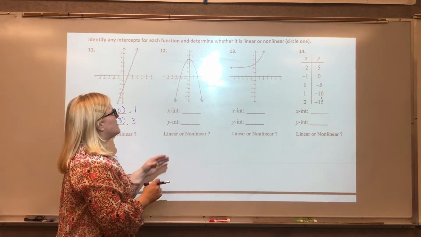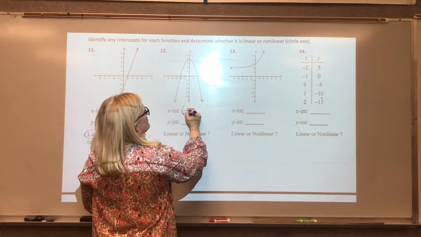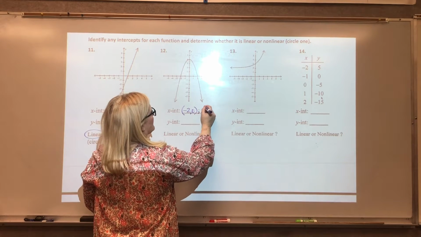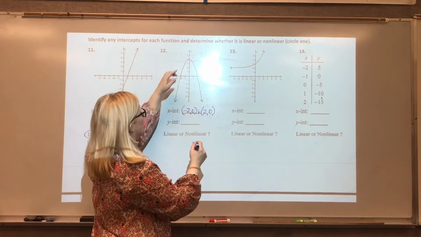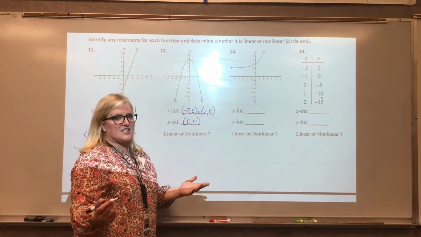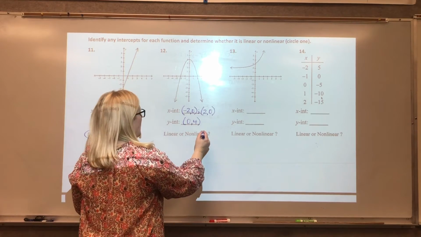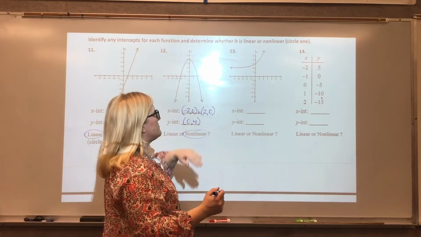Okay, this one, x-intercepts, I actually have two. I have one at (-2, 0), and I have one at (2, 0). And my y-intercept is at 4, so (0, 4). Obviously, this is not a line, so nonlinear. Okay, this is quadratic, actually, a parabola.